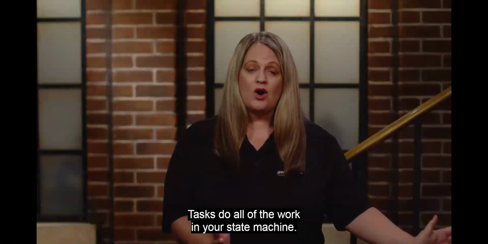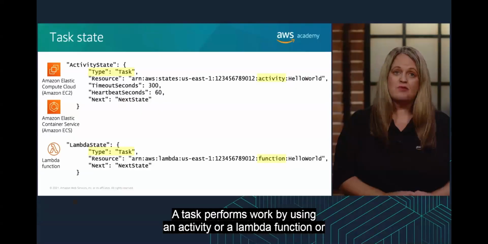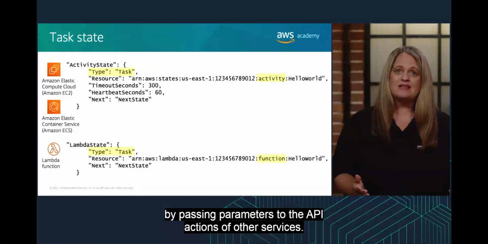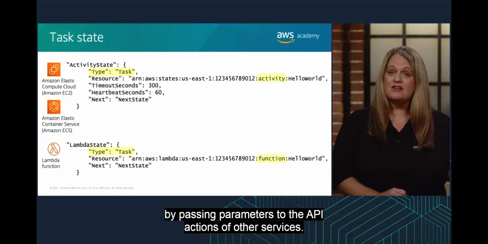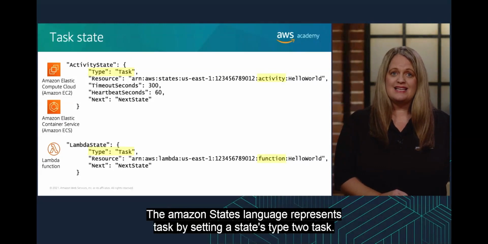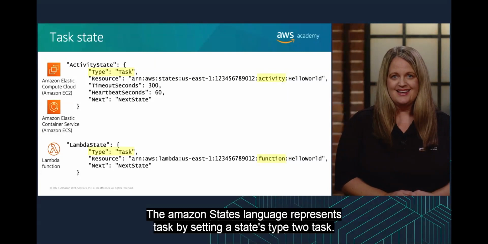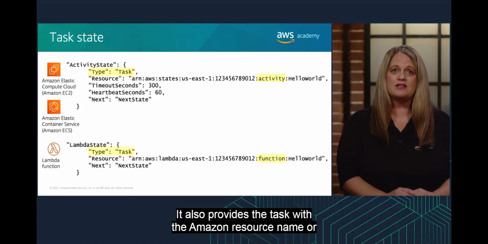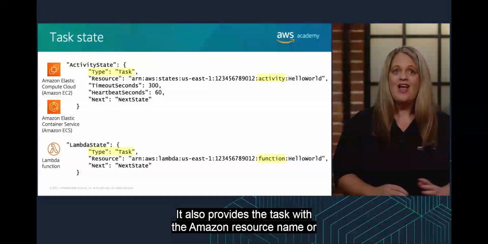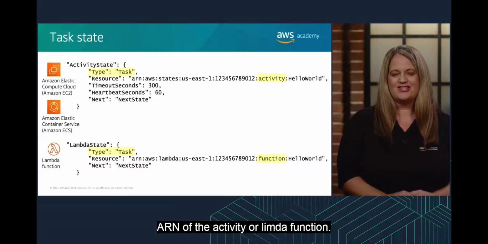Tasks do all of the work in your state machine. A task performs work by using an activity or a Lambda function, or by passing parameters to the API actions of other services. The Amazon States Language represents tasks by setting a state's type to task. It also provides the task with the Amazon Resource Name, or ARN, of the activity or Lambda function.